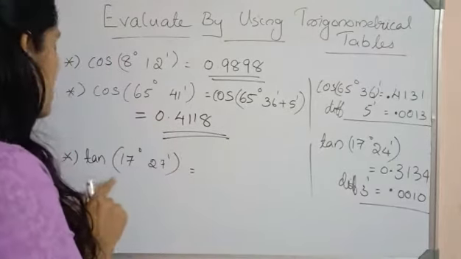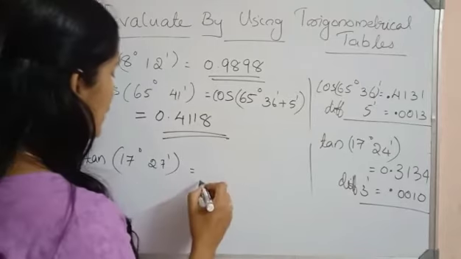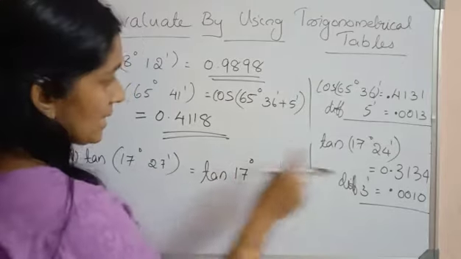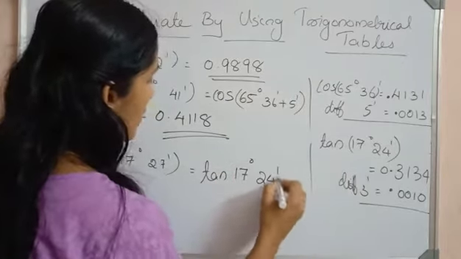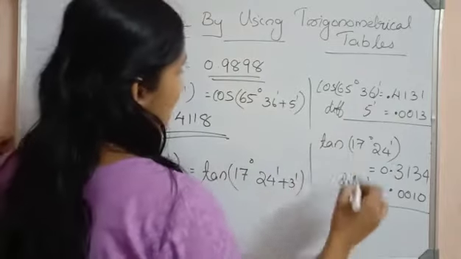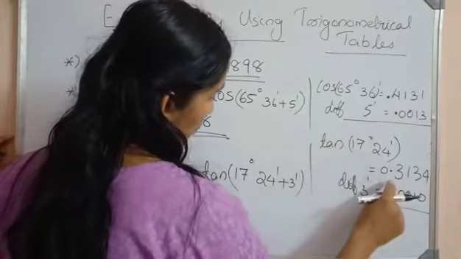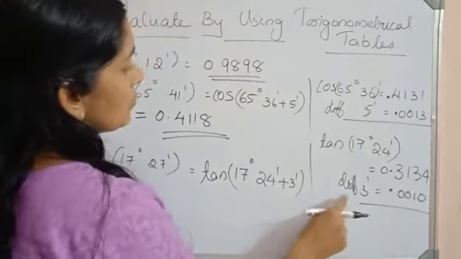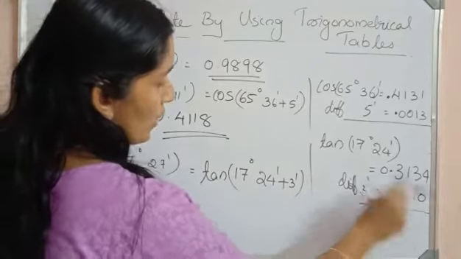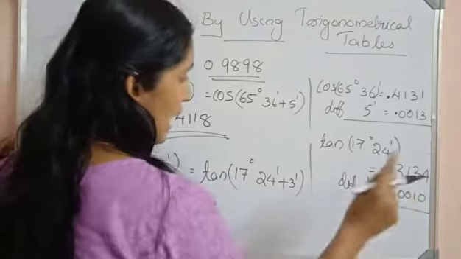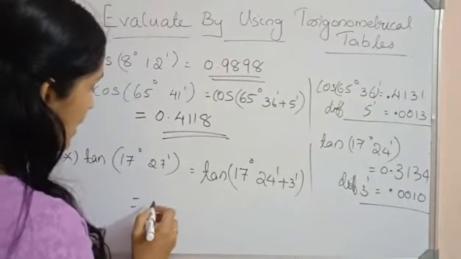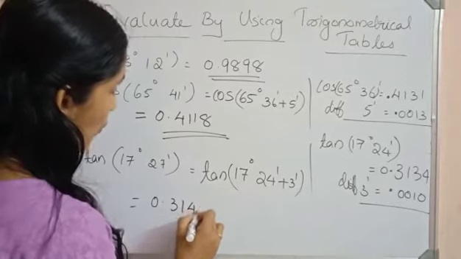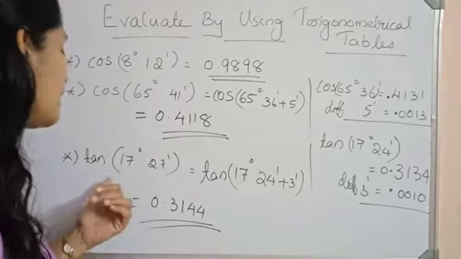In the same way, consider tan 17 degree 27 minutes. We need to split this as tan 17 degree 24 minutes plus 3 minutes. The value of tan 17 degree 24 minutes from the table is 0.3134, and the difference for 3 minutes is 0.0010. In the case of tan, this is to be added. Therefore, the value of tan 17 degree 27 minutes is 0.3144.